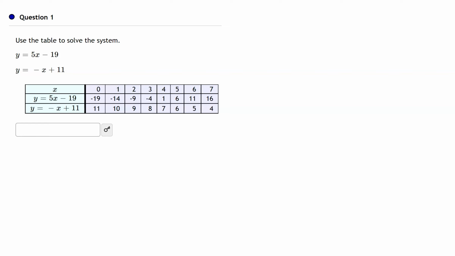This question says use the table to solve the system. y equals 5x minus 19 and y equals negative x plus 11. Now, we could just solve this using the elimination method that we've been using so far. So let me show you really quickly how we would do that.